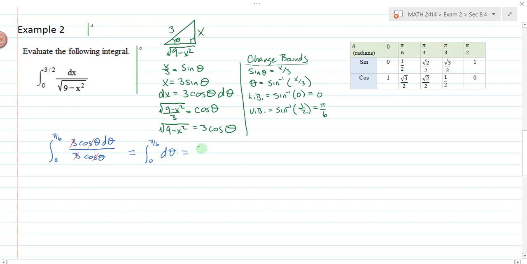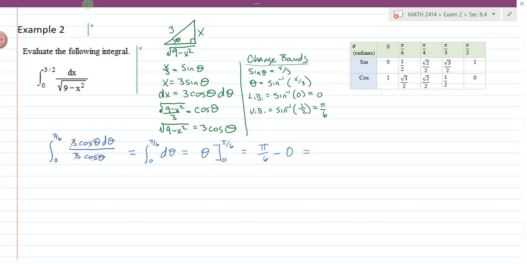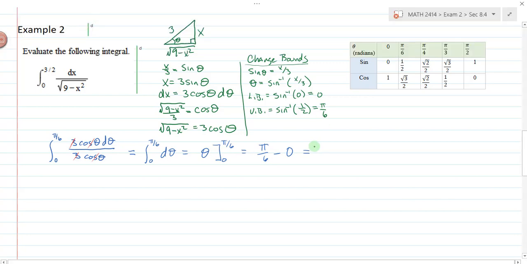And what do we get when we integrate d theta? We get theta. And that's going to go from 0 to pi over 6. So using the fundamental theorem of calculus, we're going to plug in our upper bound minus plug in our lower bound, and that's going to give us our final answer of pi over 6. So the problem was easy once we changed the bounds.